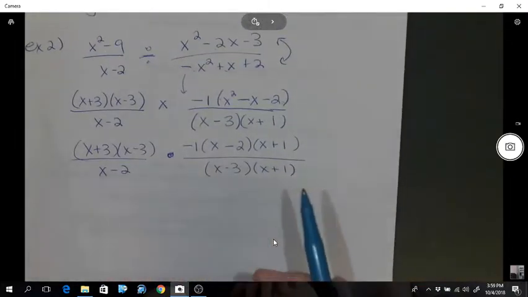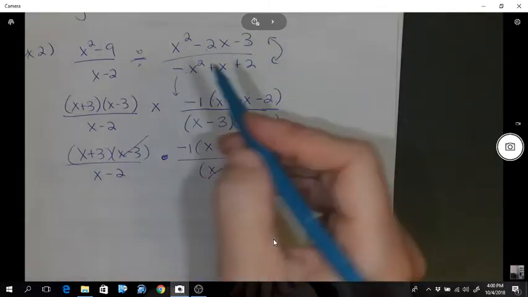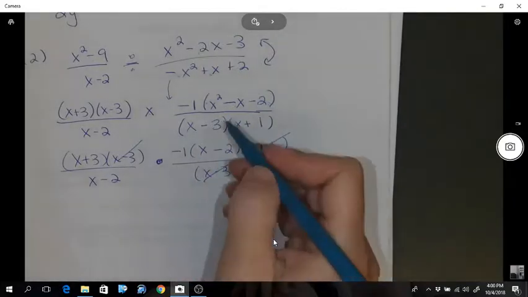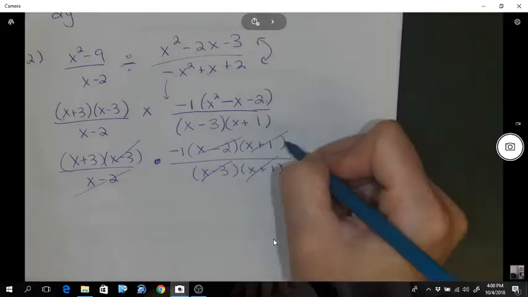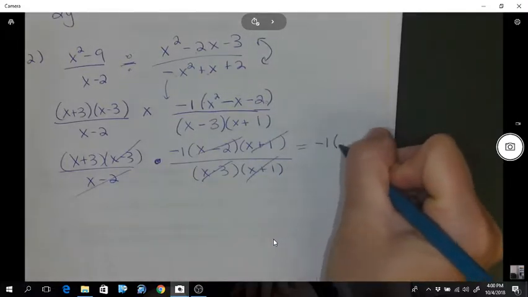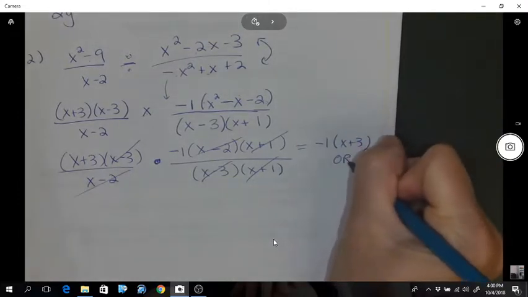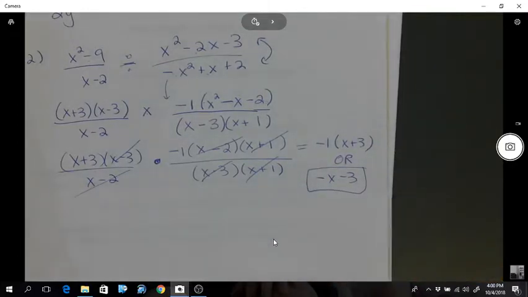Okay, so I have an x minus 3 that I can cross off in the numerator and denominator. Here's an x plus 1 in my numerator and denominator, and an x minus 2. And that completes all the cancels. So my final answer is negative 1 times x plus 3, or negative x minus 3.